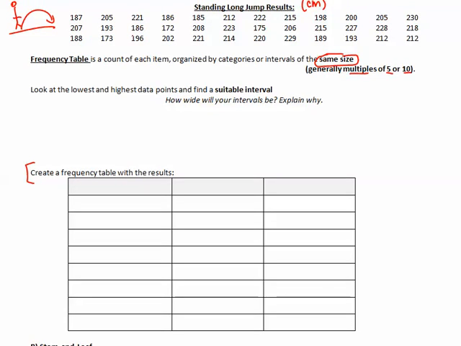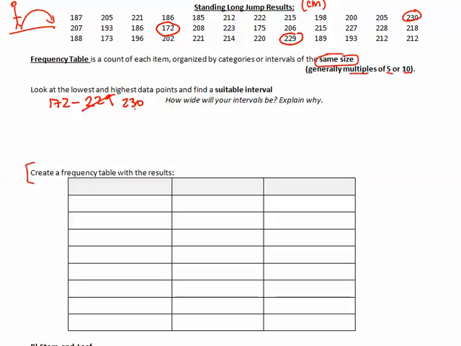If we scan the numbers, the lowest data point, the smallest, appears to be 172. Our highest number is 229, I think. Given this, we're going to look at some intervals. Normally, something ending in a 5 or a 0 is much easier. Oh, I have a 230 actually, so let's make that 230.